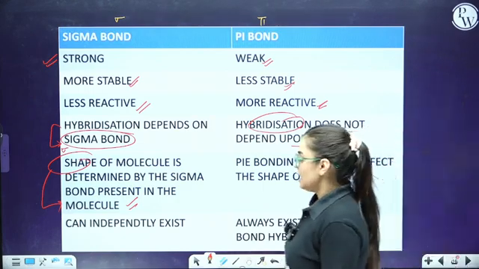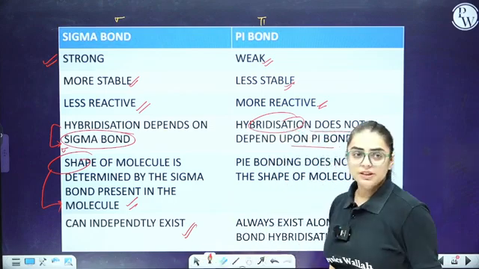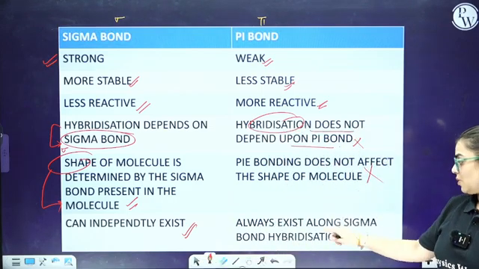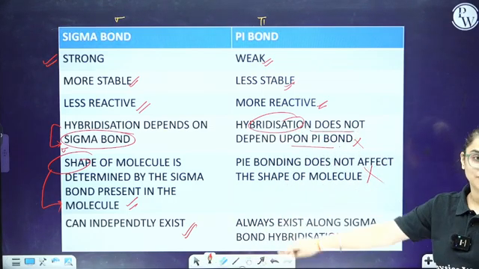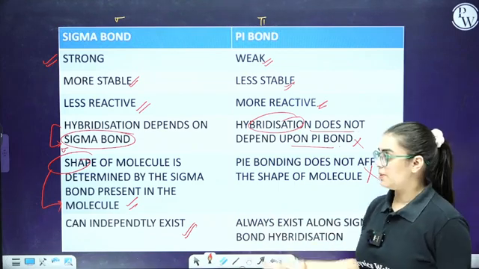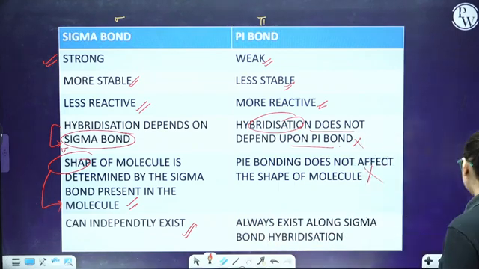Next part. A sigma bond can exist independently, but a pi bond cannot exist independently. It always exists along with a sigma bond. It cannot exist independently, but yes, a sigma bond can do so. So these are the differences, students.